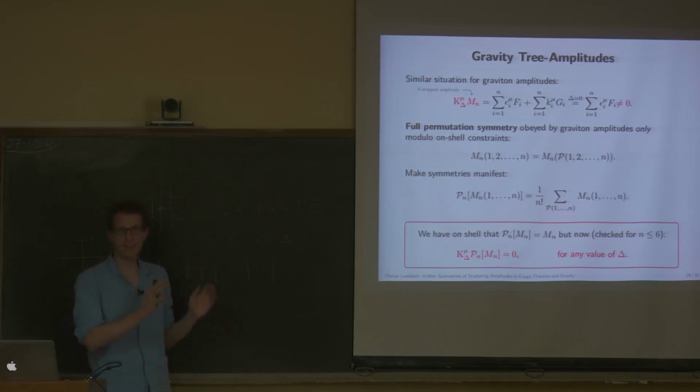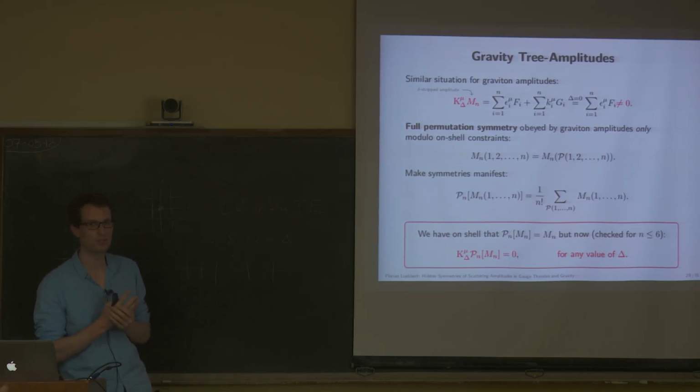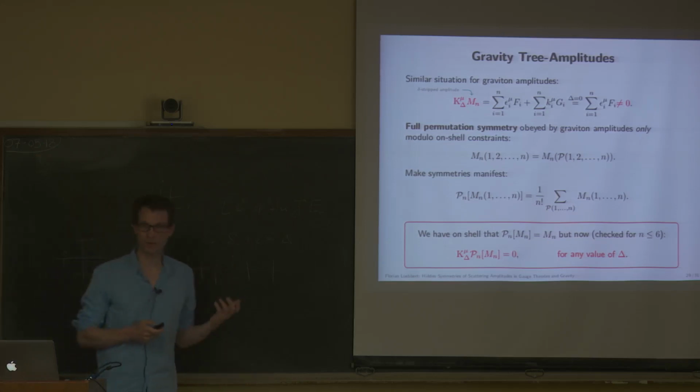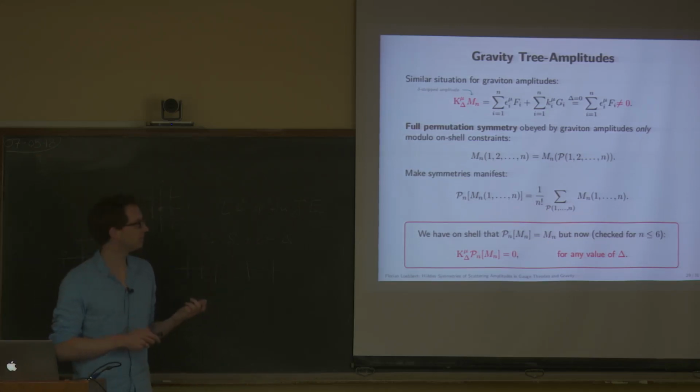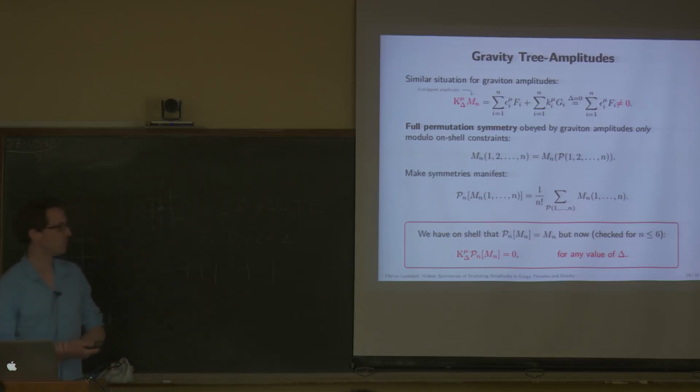However, again, here I have the statement that I have a permutation symmetry. In this case, it's full permutation symmetry, Bose symmetry, that's obeyed only modulo on-shell constraints. And I make this symmetry manifest. So I sum over all permutations of the external x. Again, on-shell, both are the same. But now, also here, I find that k annihilates this symmetrized expression.